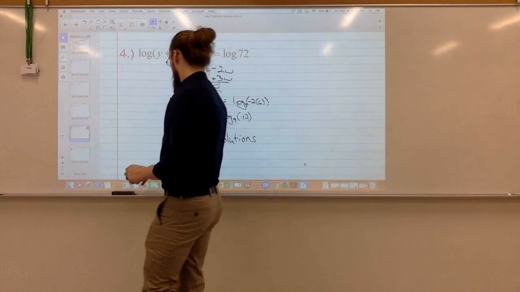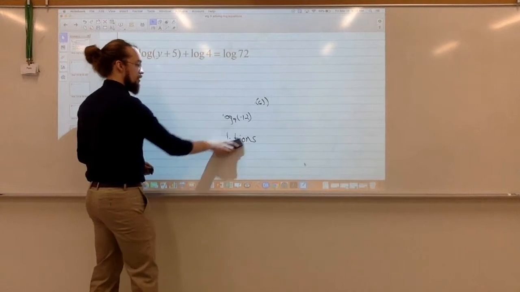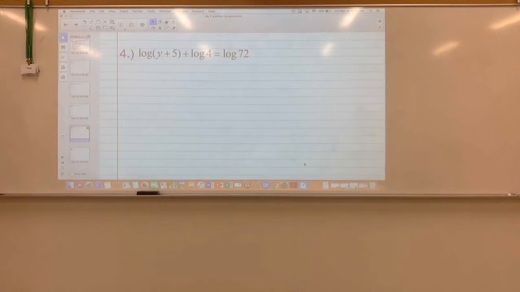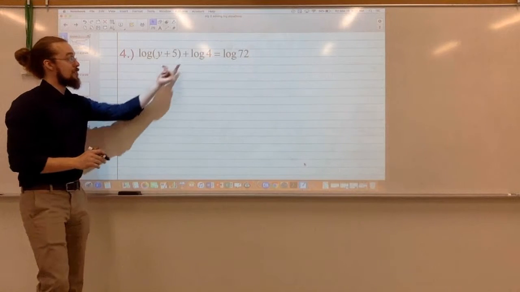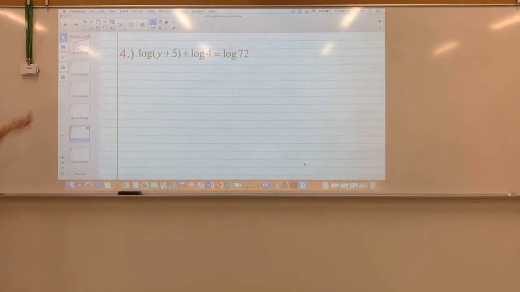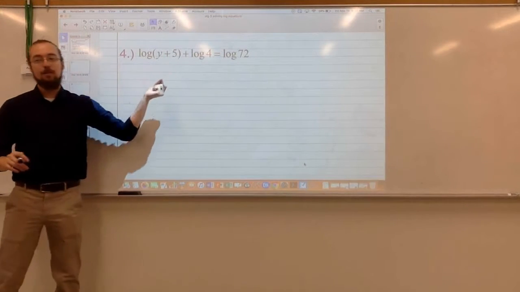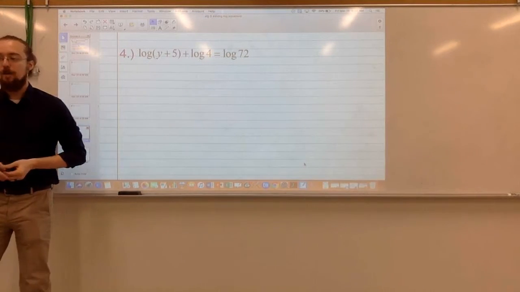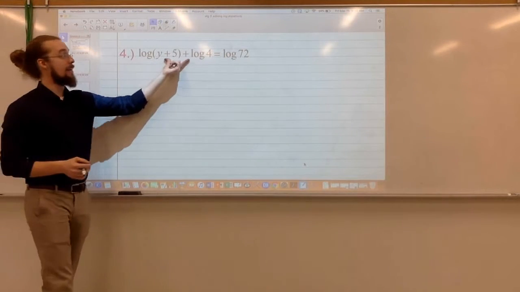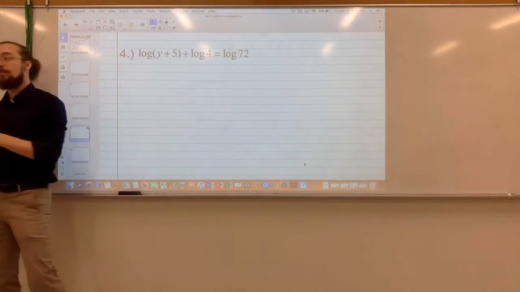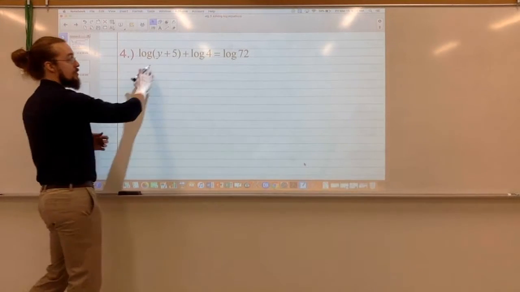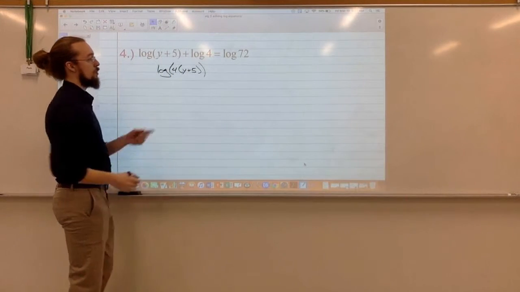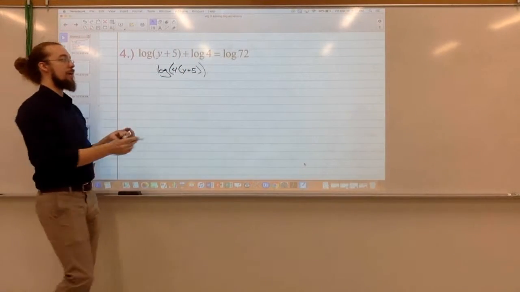All right, then on 4, we've got a little bit different situation. On this one, I have 2 logs on the left side of my equation. The first step in my process for solving is to get 1 log equal to 1 log. If I'm adding 2 logs over here, how can I combine those into a single log? This is the properties of logs that we talked about in the last lesson. If I'm adding 2 logs together, I can combine them into a single log by multiplying what's on the inside. So I can say this would be the same as log of 4 times y plus 5. Whenever we're adding 2 logs, we can just multiply what's on the inside.